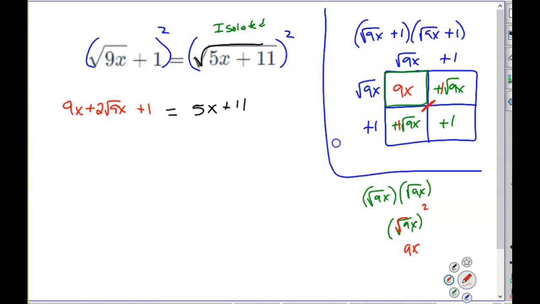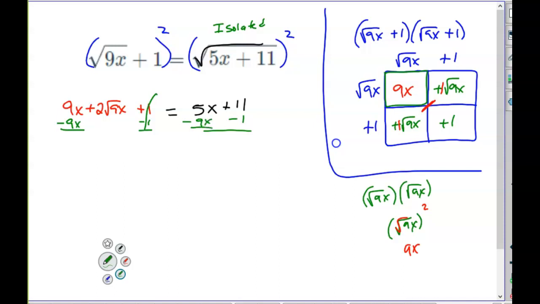So now we're just going to do a lot more algebra. And I'm going to bring that 1 over to the other side. And at the same time, I'm going to bring that 9x over to the other side. So both of those go away. And I'm left with basically a new expression.